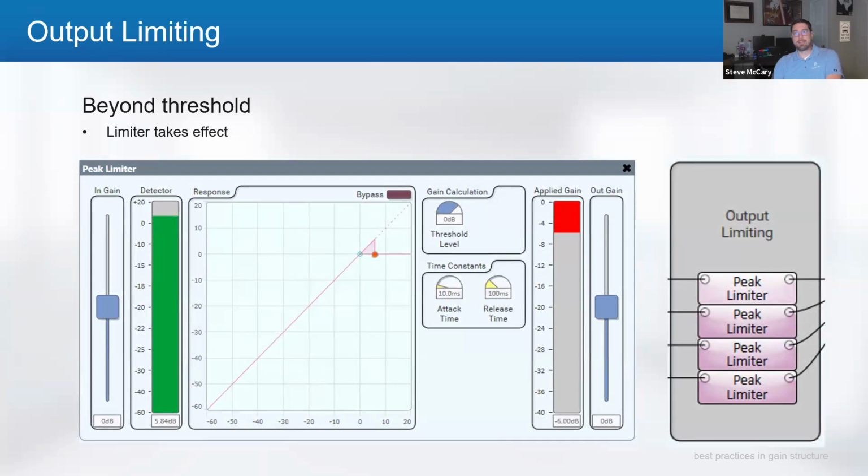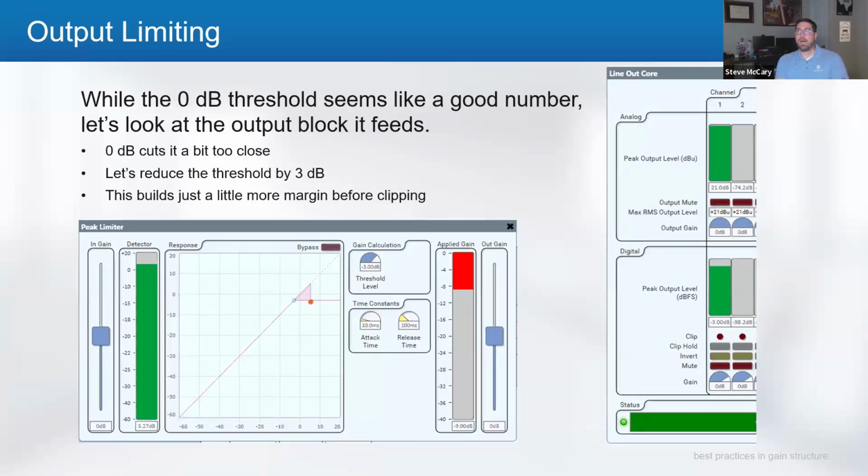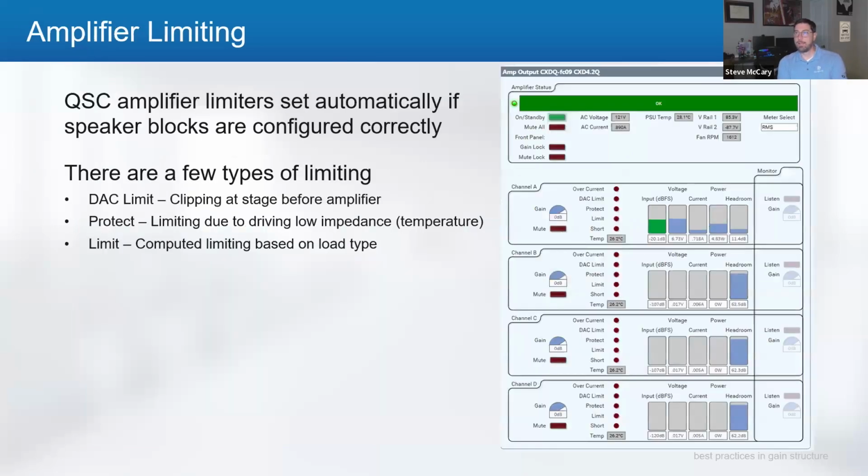So as you can see, as the signal gets above our threshold, we apply negative gain. But understand that we are also clipping our output. So 0 dB cuts it a bit too close. So let's reduce our threshold to -3. This gives us a little bit more margin before we start to clip. So this is what we consider our best practice for setting up limiters on the backside.